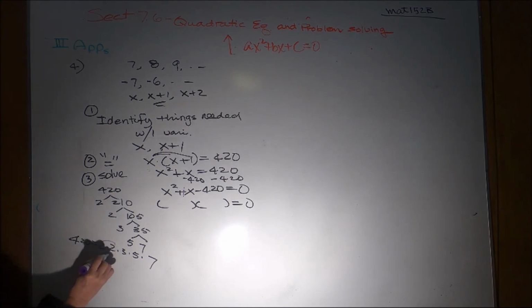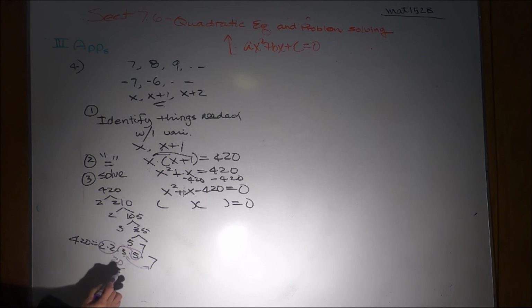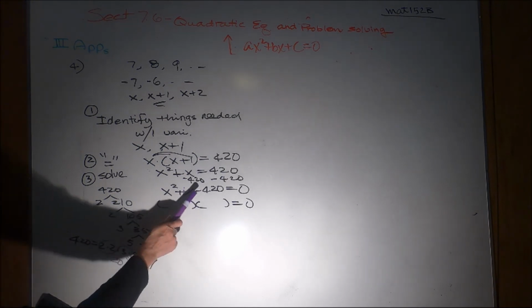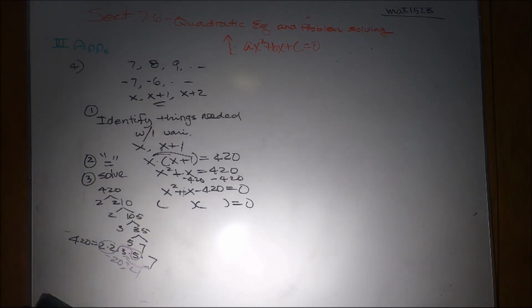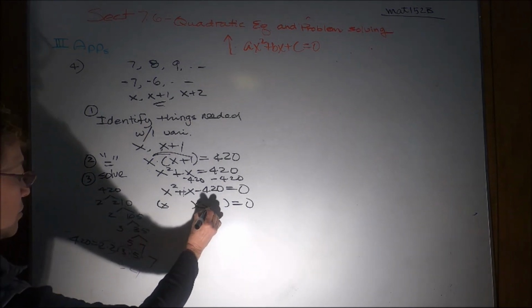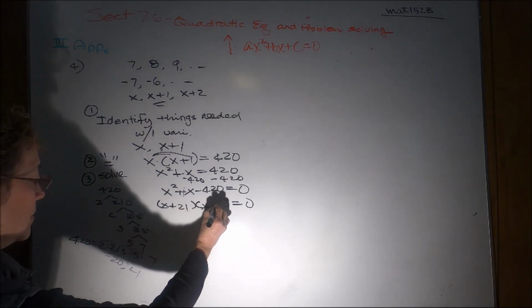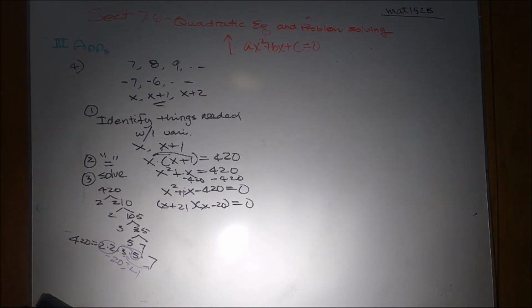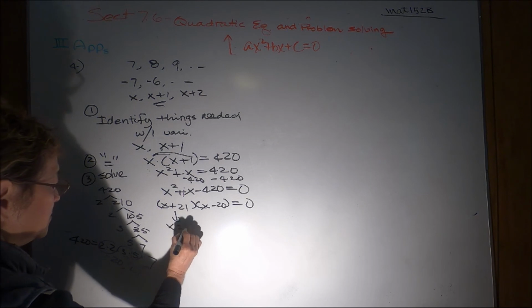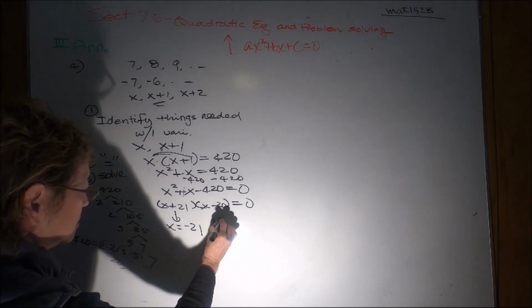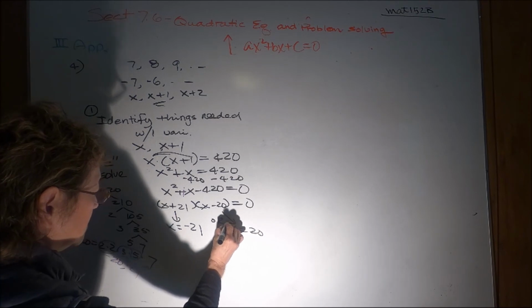However, if I do 2 times 2 and 5, that would be what? 20. If I do 3 and 7, that would be 21. Since the product is negative, I can make one a positive and one a negative, then add them together to find the one I need, right? So that would be what? Plus 21 minus 20. It means what? Your x can be negative 21 or x equals 20, right?